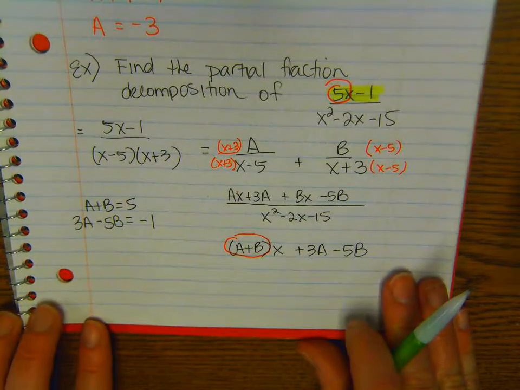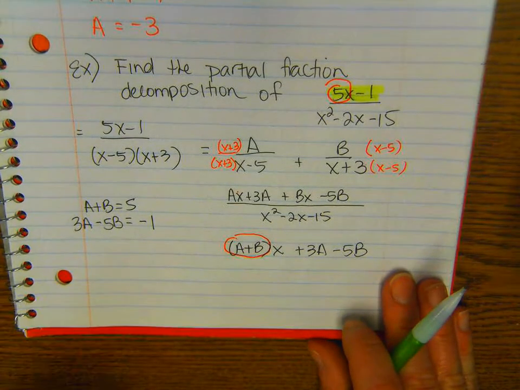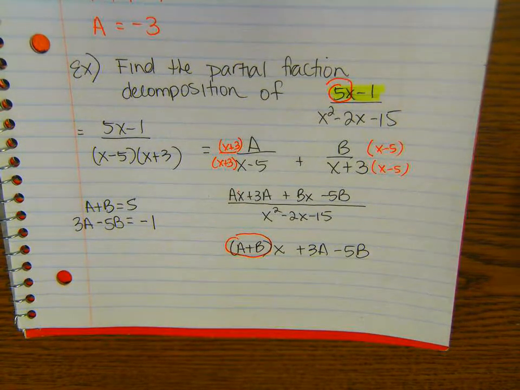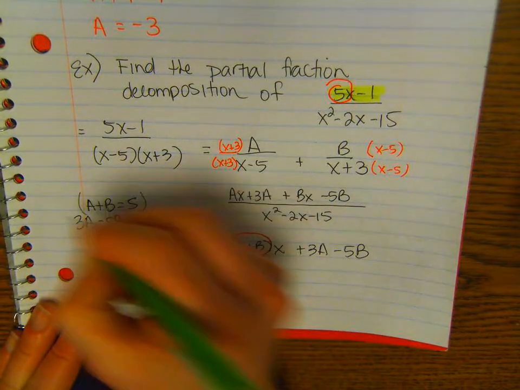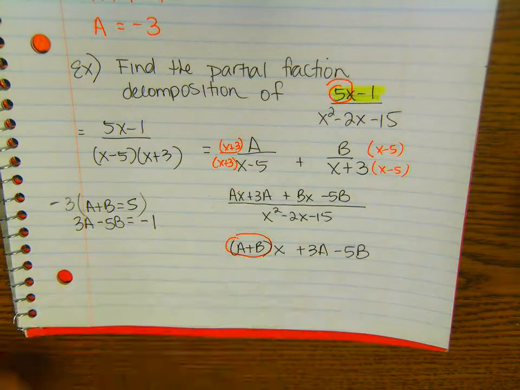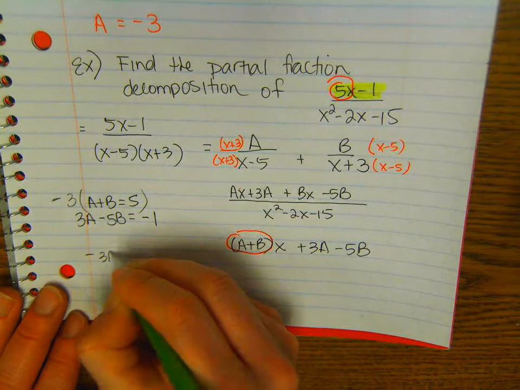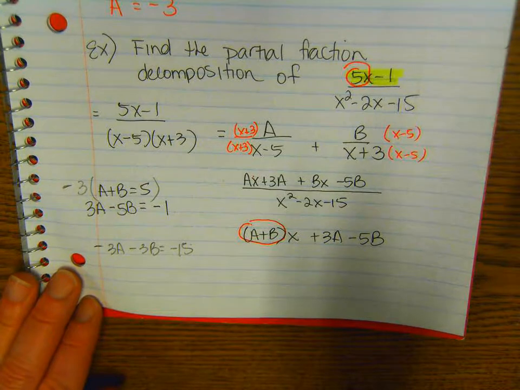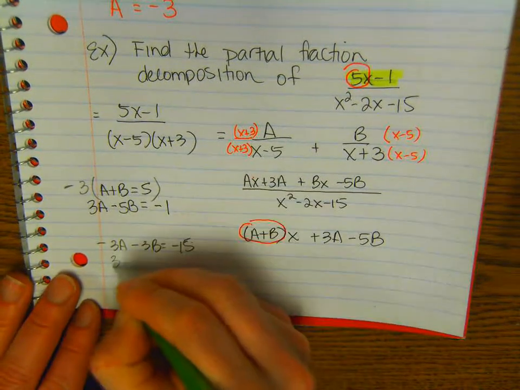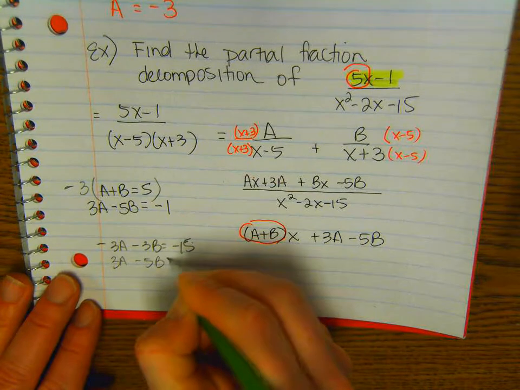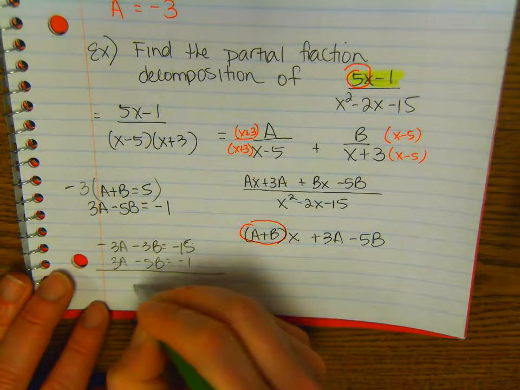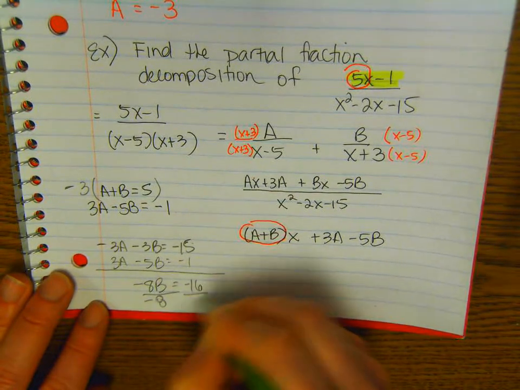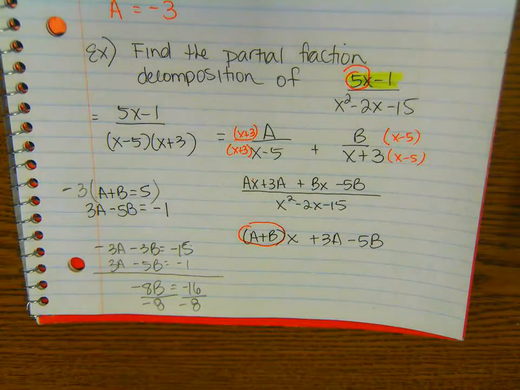All right. At this point, you can do what you want to solve. I'm going to just go by hand. If you want to plug it in your calculator, you can. I'm going to just multiply the top row by, I'll do -3. Okay, I get that B equals 2.